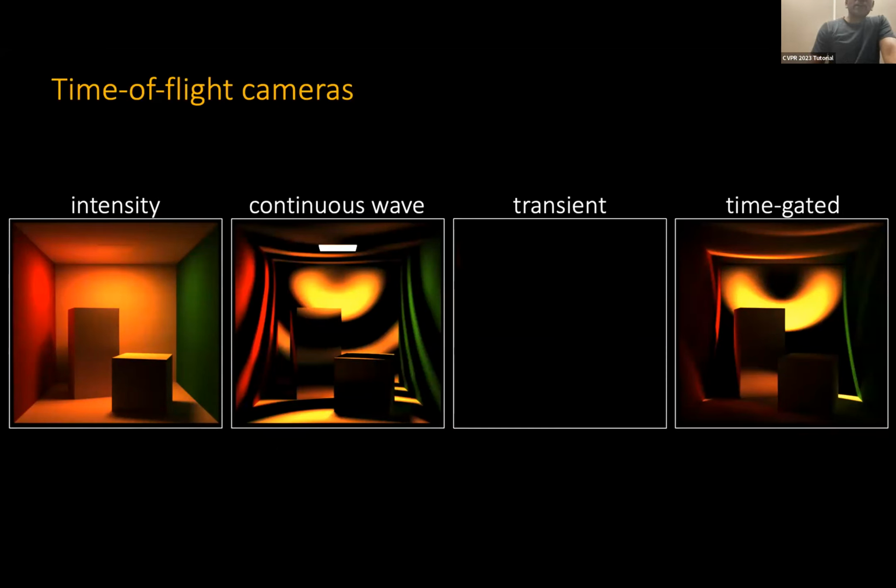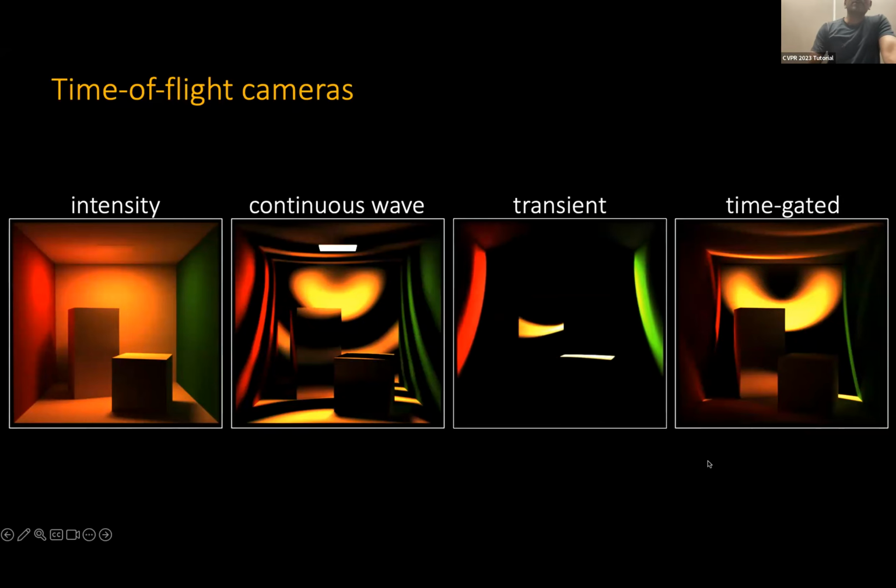A continuous wave time-of-flight camera, such as the one found in your Xbox, is going to weigh the light paths with a sinusoidal weight before summing them up. So it's going to take all the light paths, take their optical path lengths, weigh each light path's contribution with a sinusoidal weight on the path length, and then sum them up. That's how a continuous wave time-of-flight camera is going to work.